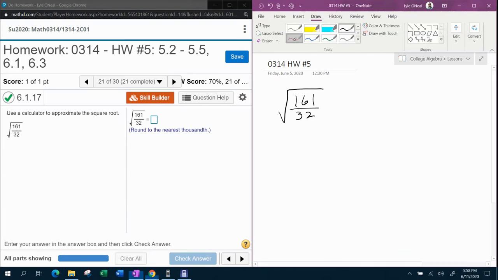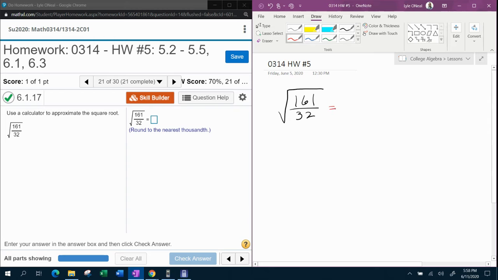All right, here we go. We've got number 21 from our 0314 homework number 5 in MyLab Math, and we need to use a calculator to approximate the square root. So what I'm going to try to do in this video is look at several different scenarios so that I can try to hit a technique that will work for you no matter what your calculator is, as long as it has the ability to do a square root, okay?